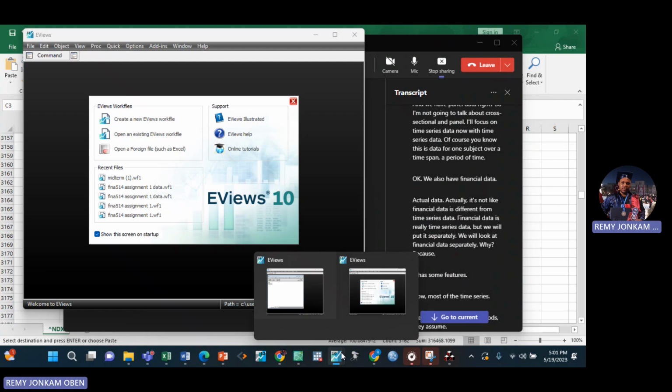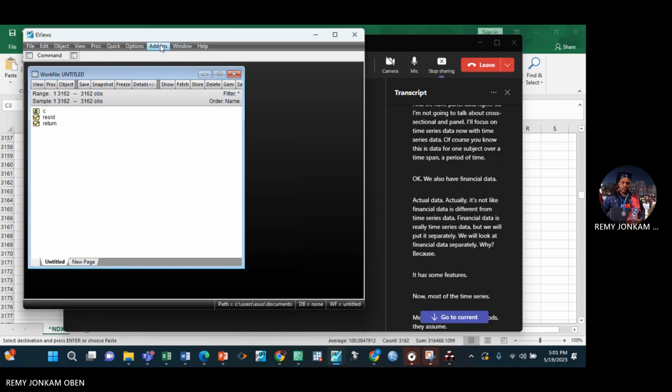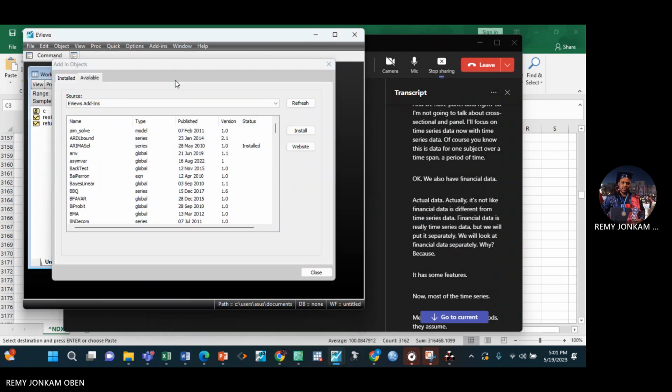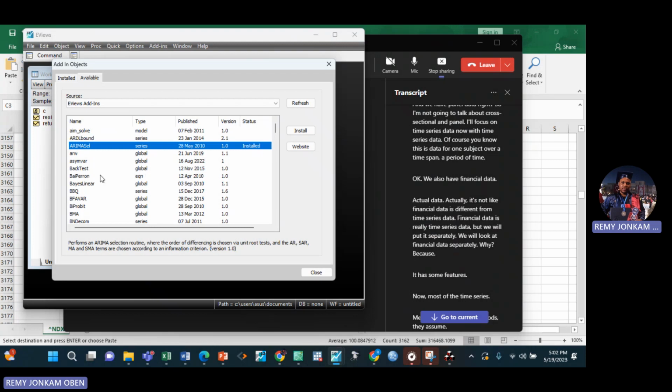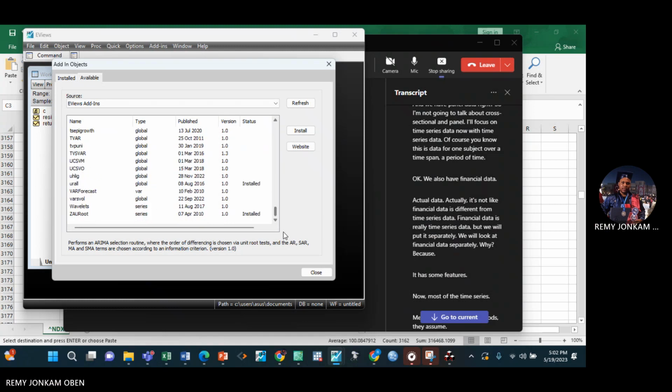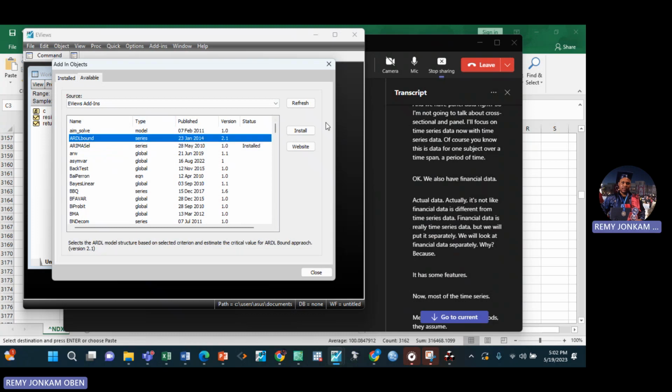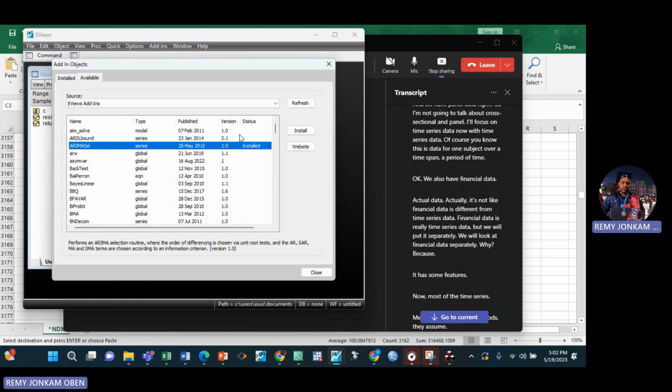So on EViews, we have the add-ins. You see these add-ins? If I click on these add-ins, you see here download add-ins. Come to download add-ins. Then you look for ARIMA selection. You see, I already installed it, but in your case, maybe you have not installed it. You look for ARIMA selection and install. For instance, if I click on it, then I can click install. You have to download it. But in my case, I already have it installed, so I'm directly going to use it.